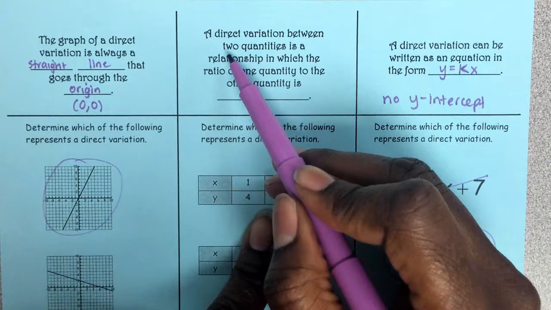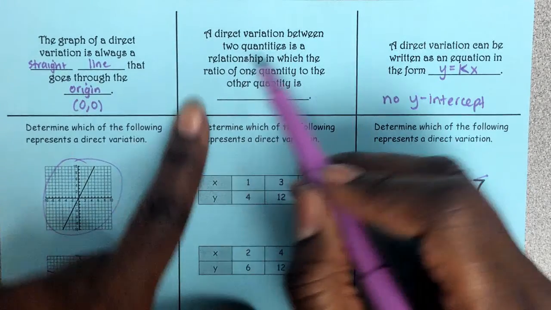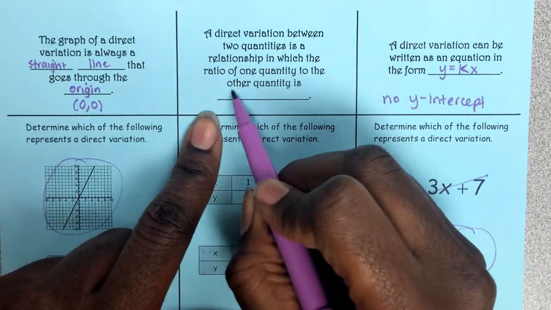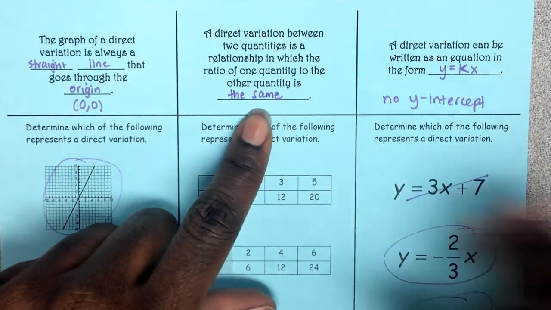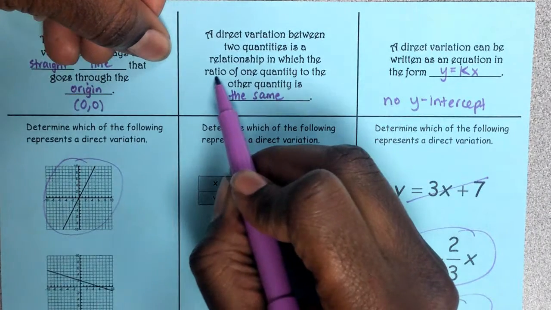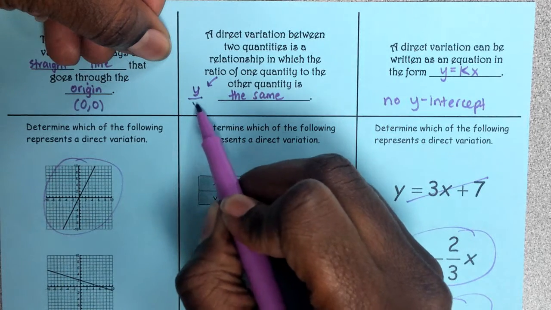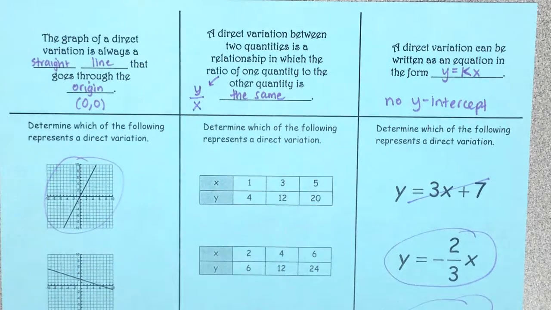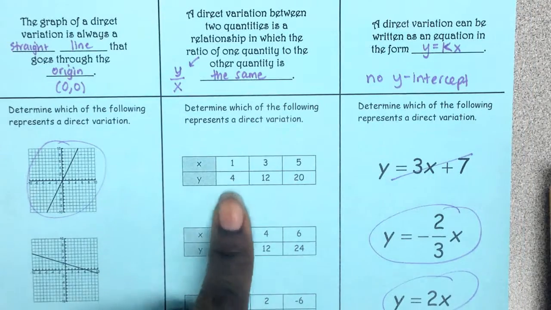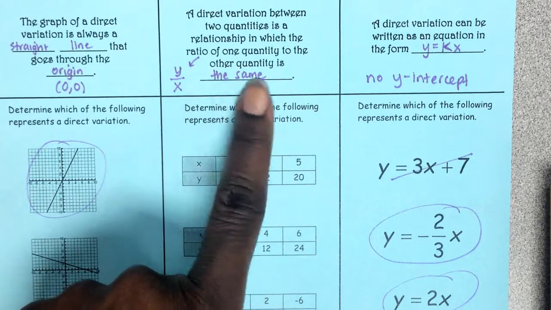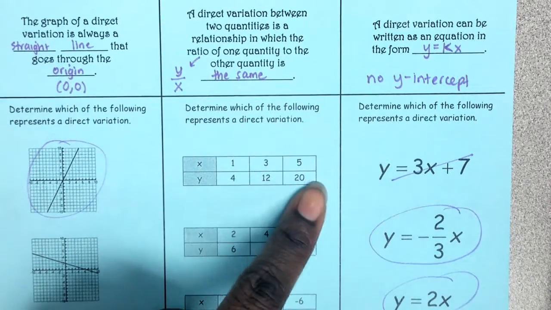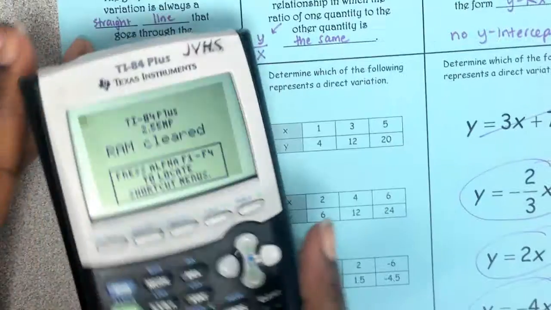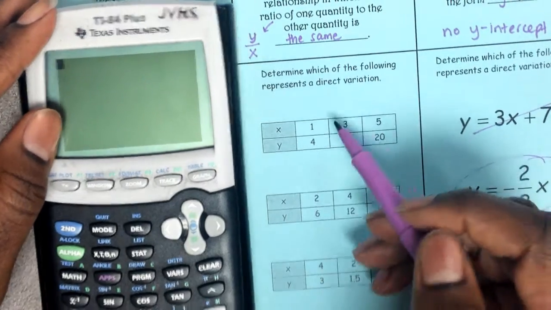A direct variation between 2 quantities is a relationship in which the ratio of one quantity to the other quantity is the same. And the ratio that we need to use is y divided by x. We're going to have to check each table's y divided by x and see if it is the same to determine if y varies directly to x. Keyword is direct. Does y vary directly to x?